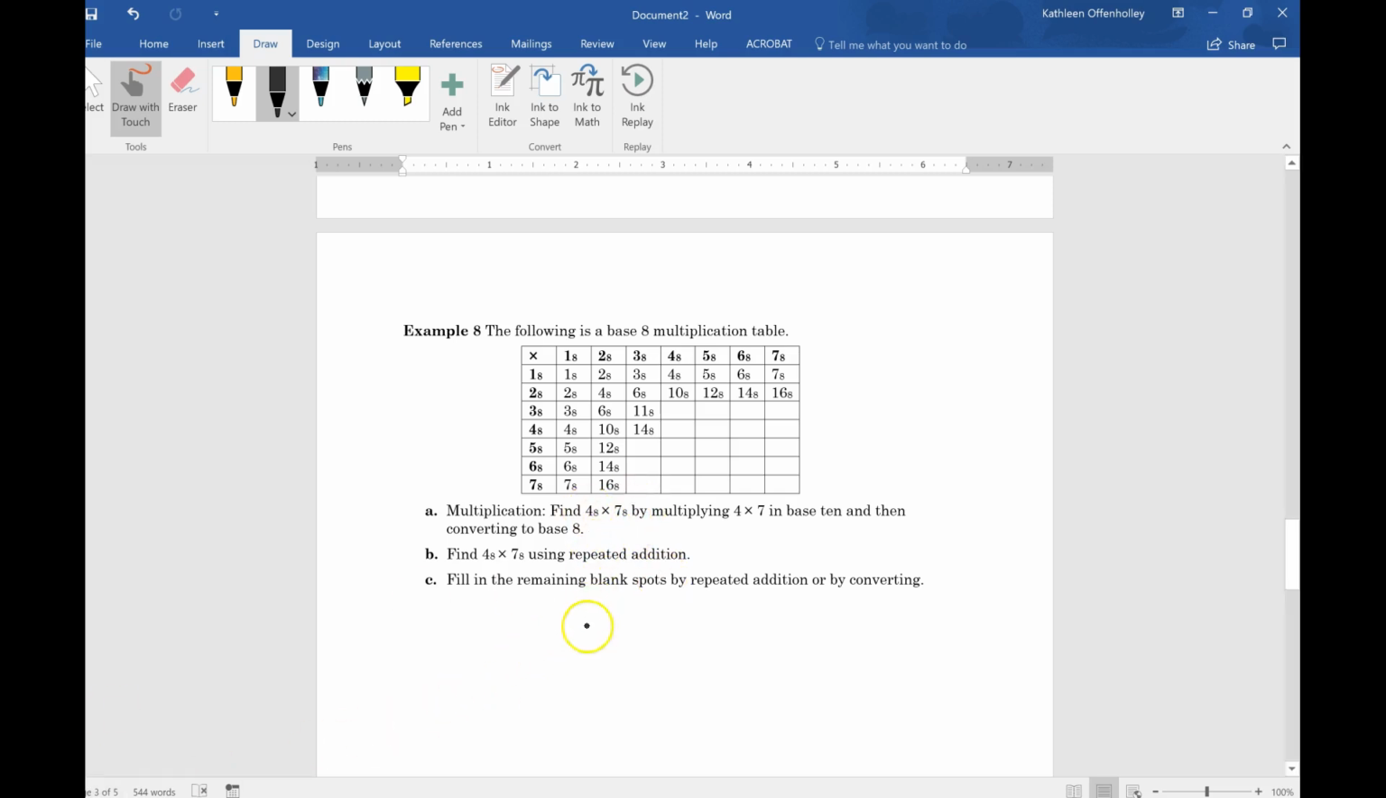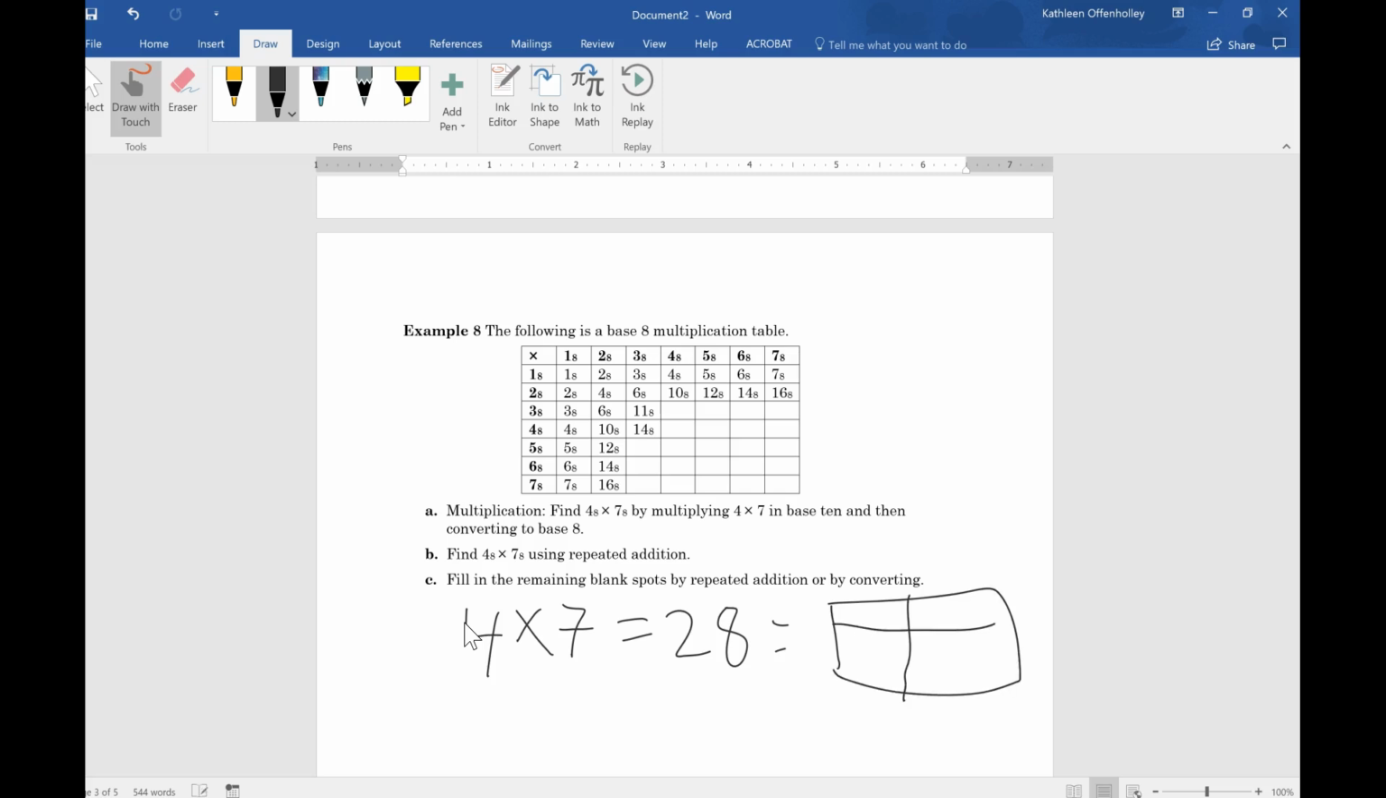To find 4 times 7 in base 8 by converting, we would do 4 times 7. Let's see, what's 4 times 7? Regularly, it's 28, right? So we would take the 28 and convert it into base 8 using our base 8 columns. So we have 8 to the first power, which is 8, and 8 to the zero power, which is 1. How many 8s are there in the number 28? Let's see. 3 times 8 is 24. There are 3 8s, right? So that would be 24, and then I have 4 left. So 28 converts to 34 in base 8. That means the answer to 4 times 7 in base 8 is 34. And we would put that in the table.